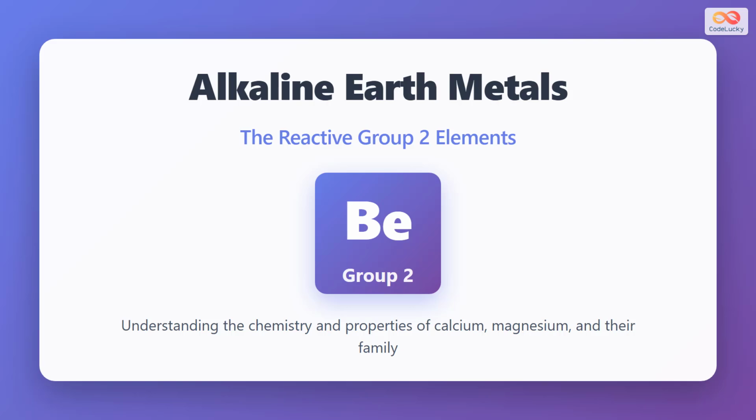Welcome to our exploration of the alkaline earth metals, the fascinating group 2 elements of the periodic table. These reactive metals include well-known elements like calcium and magnesium, which play crucial roles in both nature and industry. The alkaline earth metals occupy the second column of the periodic table and share many common properties that make them unique and important for various applications in our daily lives.